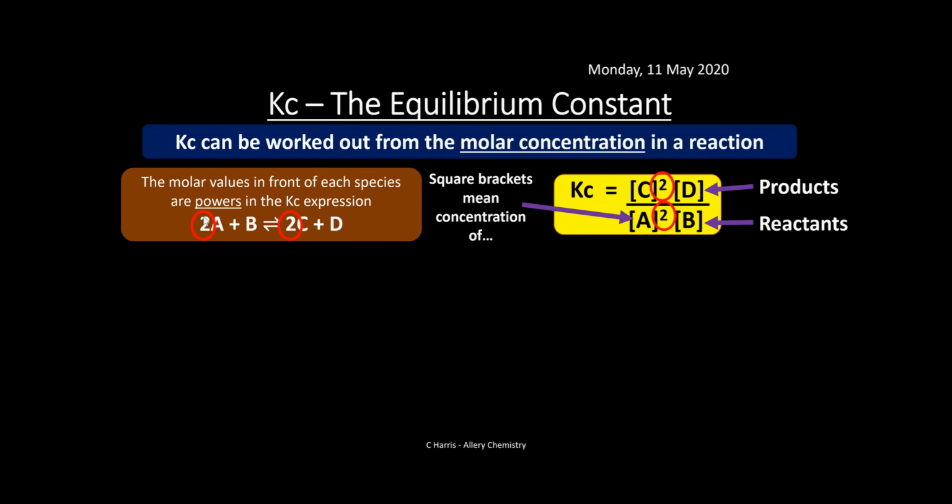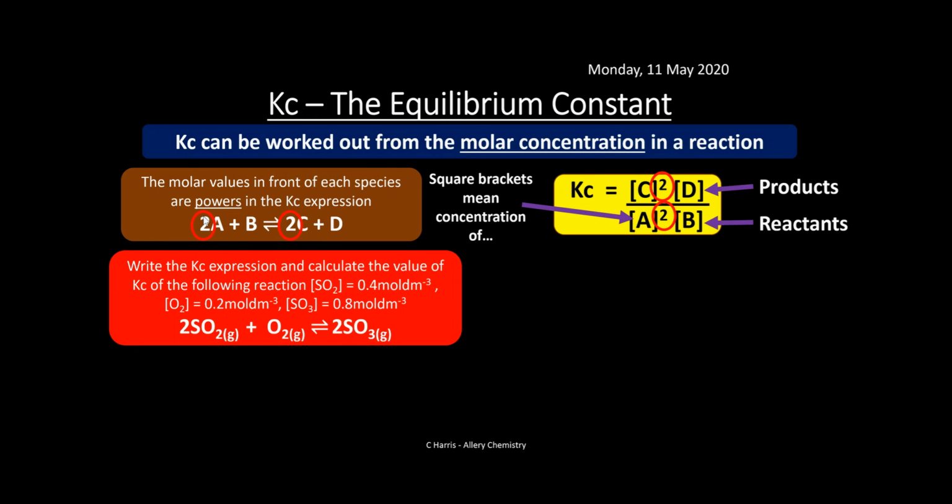And the square brackets are an important point as well. This just means the concentration of. This is vitally important because, as you'll see later on in some examples, we've got to make sure that the numbers we're using in the Kc expression are concentrations. We're not looking to use moles. We're not looking to use volume in this. You'll see some volume ones later, but we're not looking to use that. It's only got to be concentration. So let's have a look at an example.